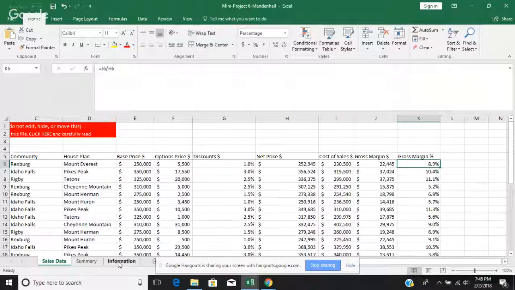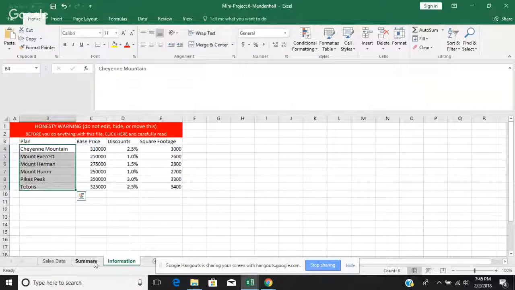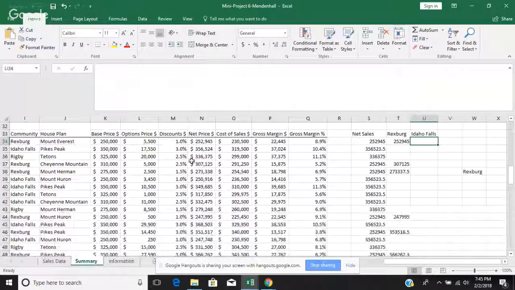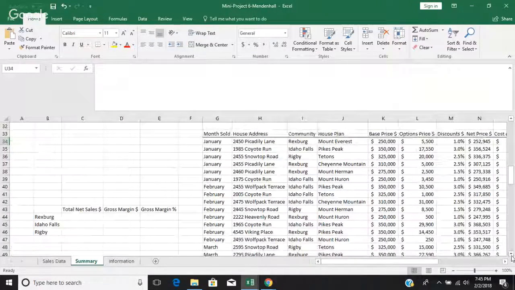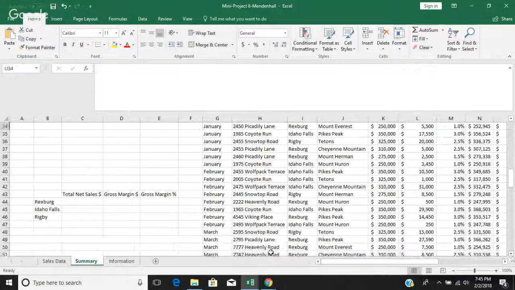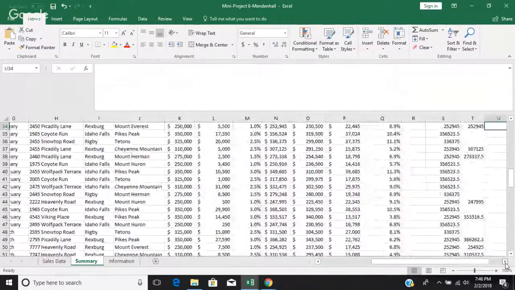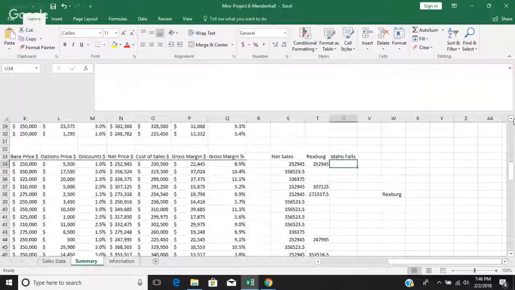And then here's the information page that they gave us. In the instructions, it said copy and paste the table 3 times, so I did that. This is where I haven't gone that far. I made this total net sales, gross margin, and gross margin percent for Rexburg, Idaho Falls, and Rigby. And then here's my table, and I started doing net sales for everything.